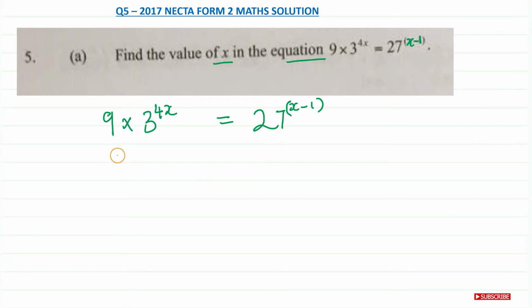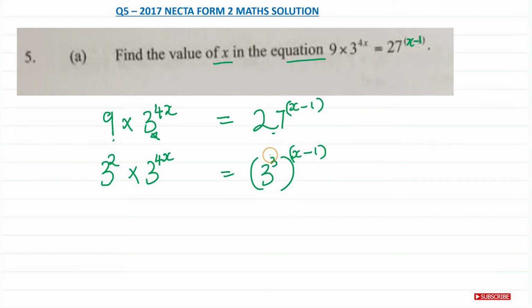We have indices. Well, the trick is to have the same base, and we have a clue here. We have a 3. Can we convert that as powers of 3? Can we convert this to the power 3? Of course we can, because 9 is 3 squared times, well, we still have 3 to the power 4x equals to. What is 27? Well, that is 3 to the power 3, and then we still have x minus 1 out here.